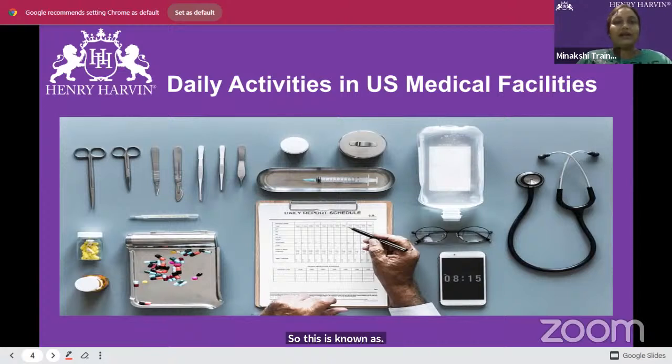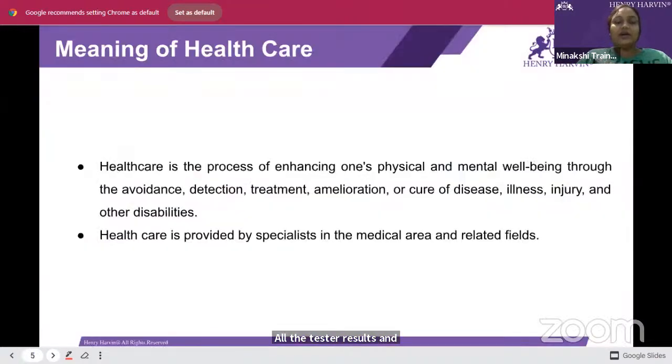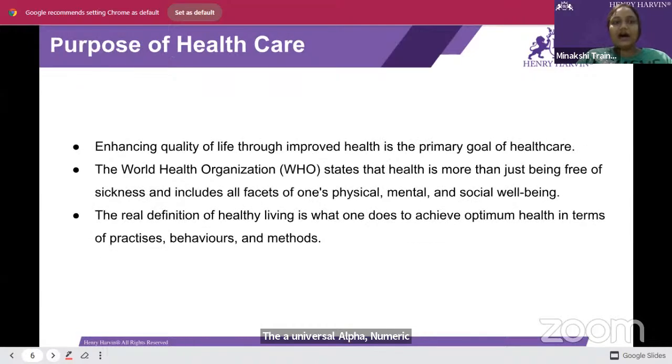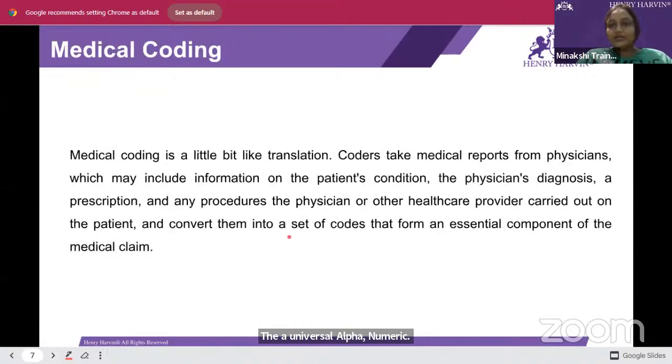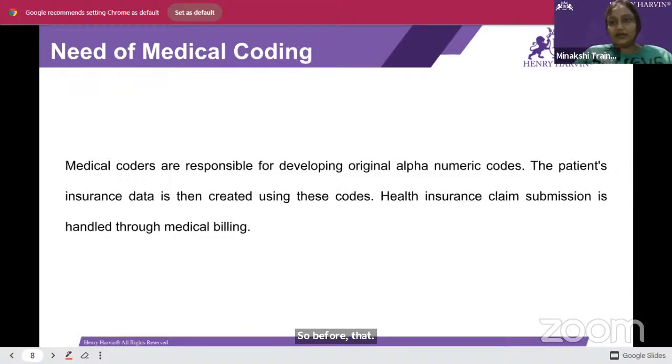So what is medical coding? Medical coding is a process of translation or transformation. All the healthcare diagnoses, disease processes, test results and equipment have to be converted into universal alphanumeric codes. How you will convert these codes and where the codes will be available, we'll discuss in further slides. Before that, I will tell you the need for medical coding.